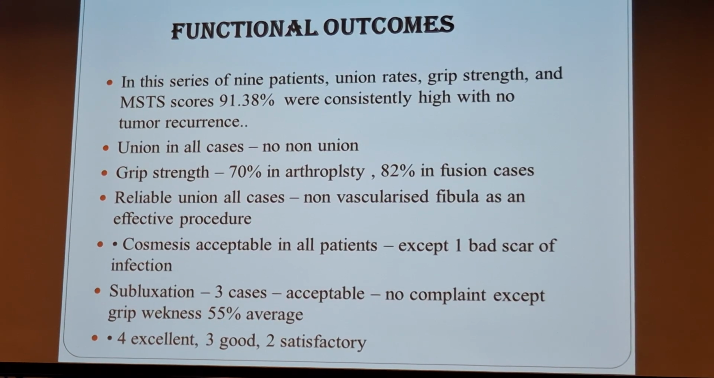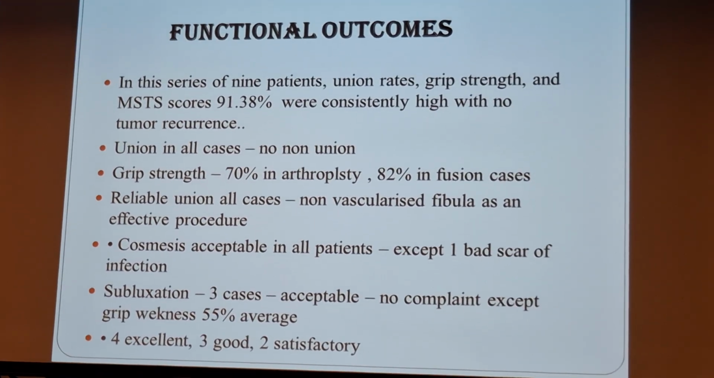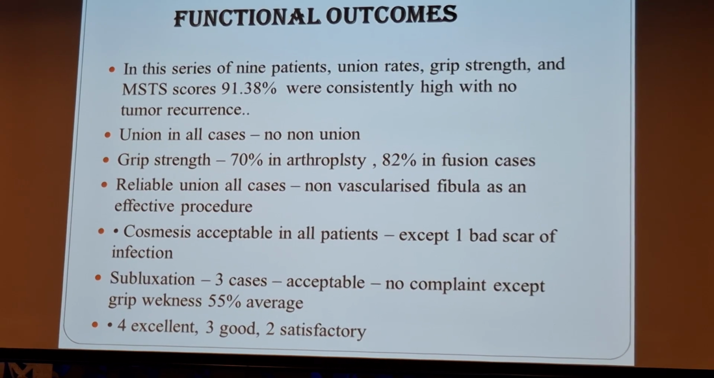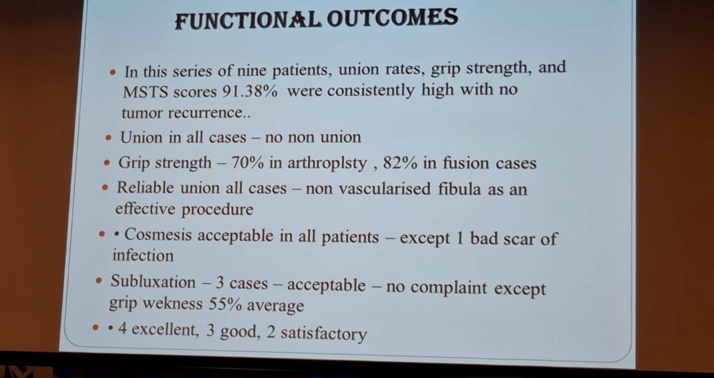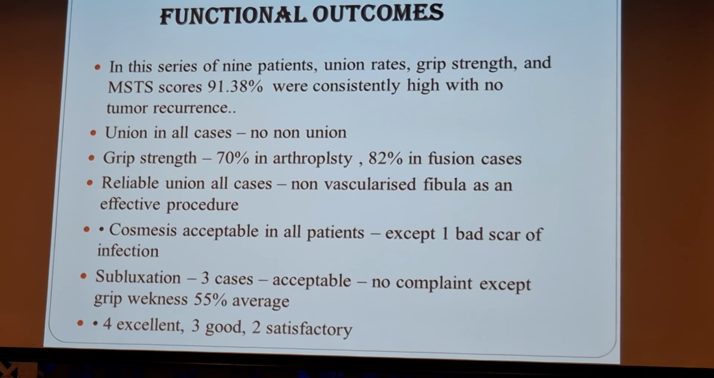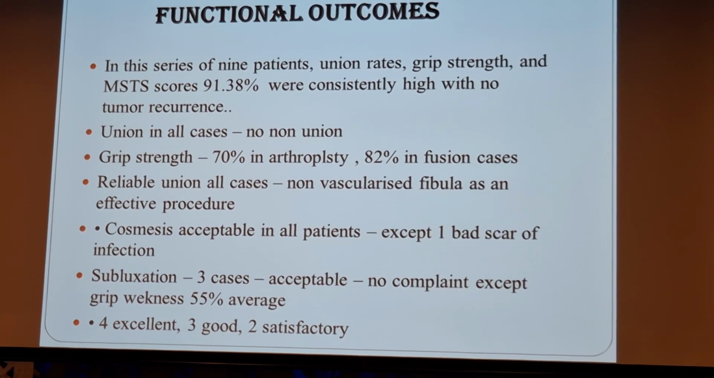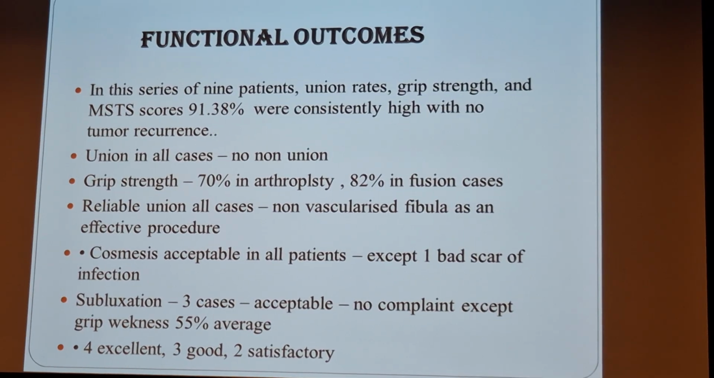Functional outcomes in this series of 9 patients: union rates, grip strength and MSTS scores of 91.38% were consistently high with no tumor recurrence. There was no case of non-union. Grip strength was 70% in arthroplasty and 82% in fusion cases. Reliable union in all the cases. Non-vascularized fibula also acts as an effective procedure.